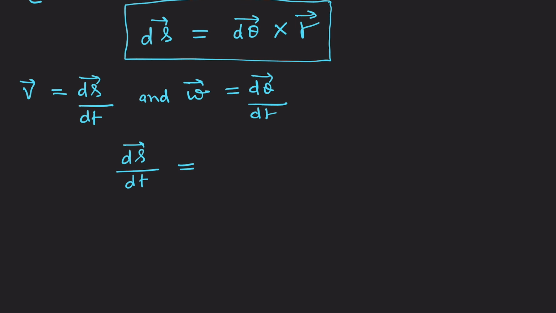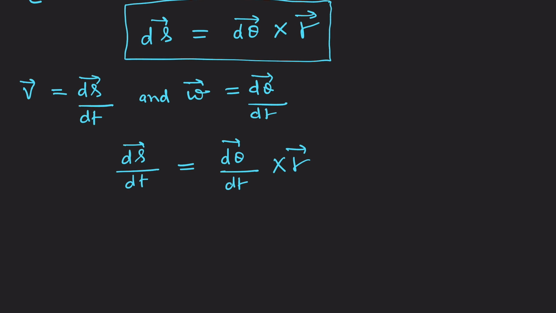Here there are two variables, guys. There are two variables, d theta also and r vector also, and because the particle is doing the motion, r vector will also keep changing, you know that. So if we differentiate this, it will be like this: d theta by dt cross r. Guys, don't change the order.